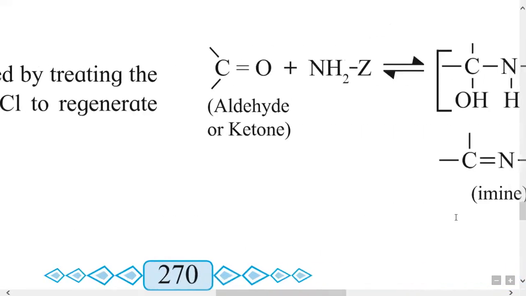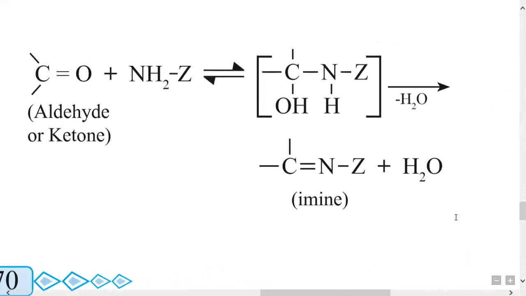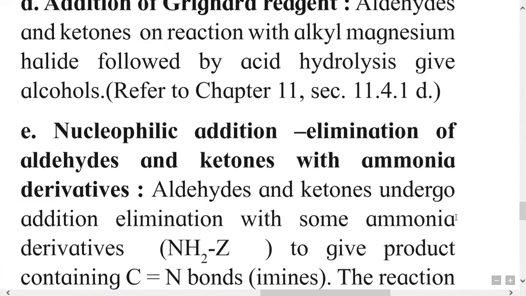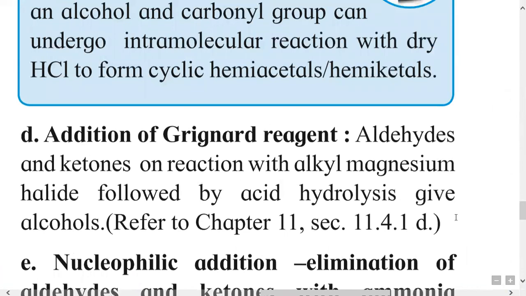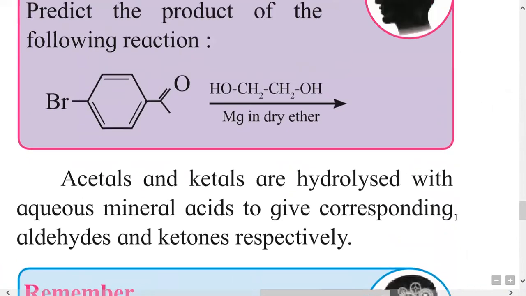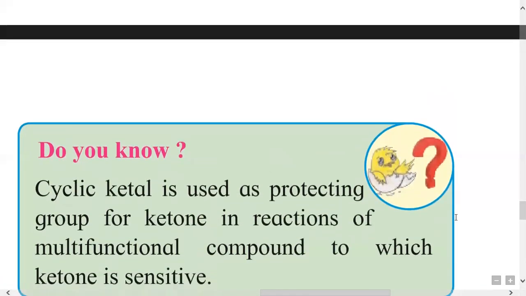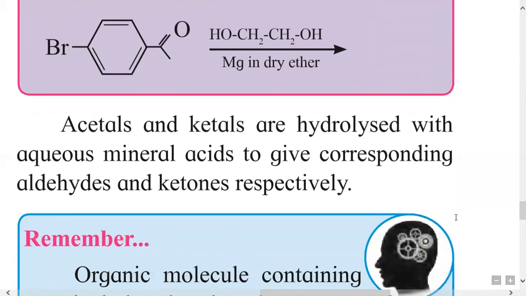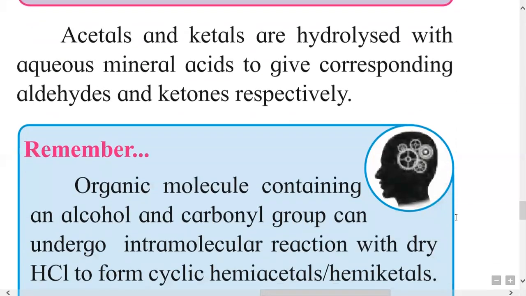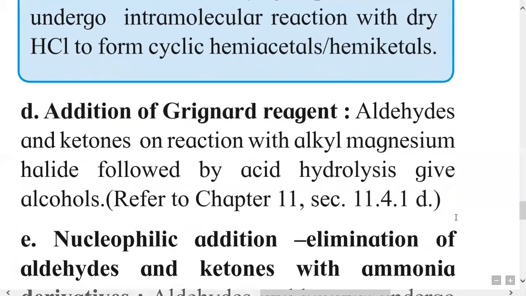So this is the addition of alcohol to aldehyde and to ketone. The next reaction of aldehyde and ketone, but before that, about this acetal formation reaction: the acetals and ketals are hydrolyzed with aqueous mineral acid and give the corresponding aldehydes and ketones respectively.